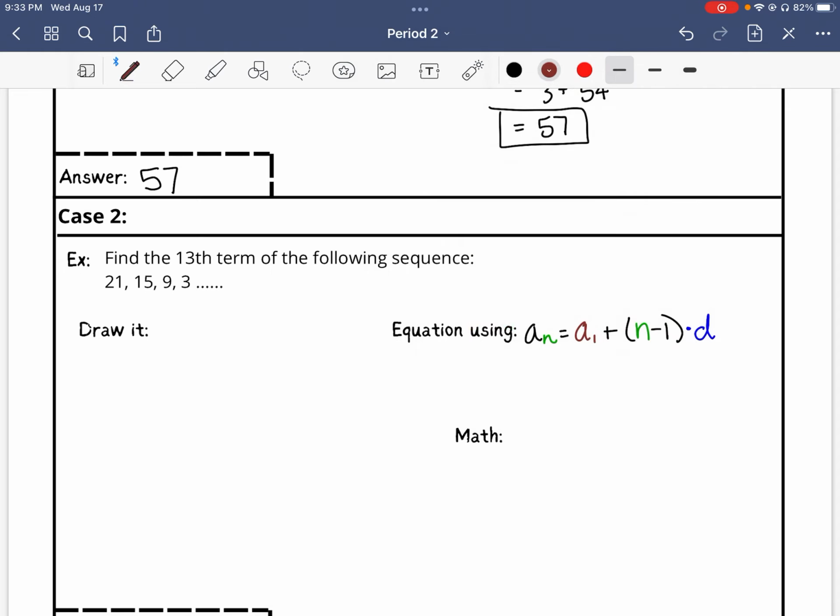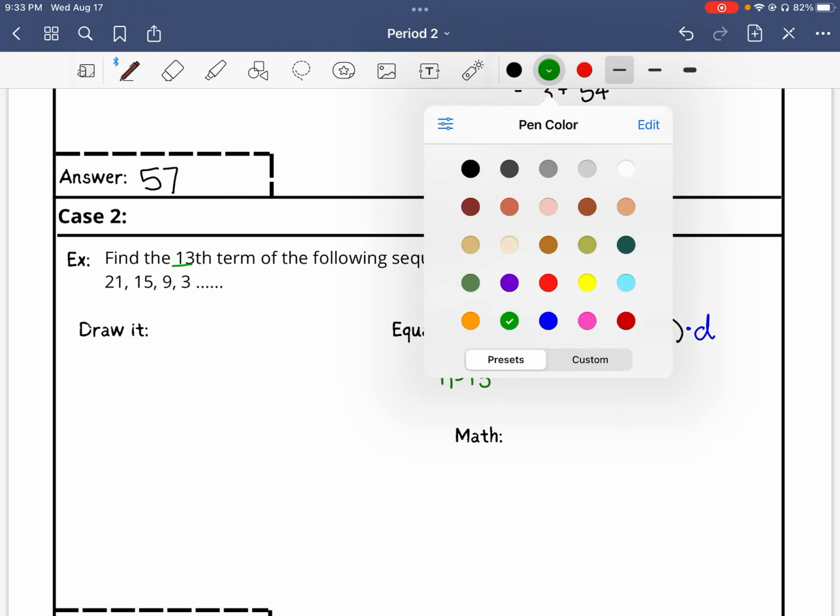So again, I need to find all these out. I need to find out what my A1 is. So A1, again, it's my very first term. The very first one I have is 21. Now I need to find my N. Which term are they asking for? Right, they're asking for the 13th term. Let me color code this.